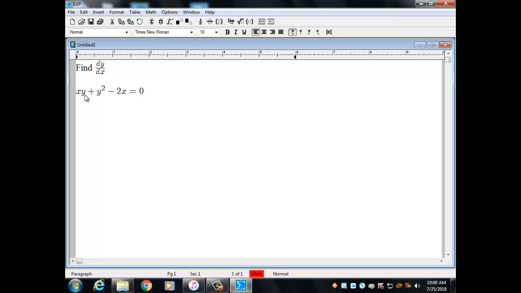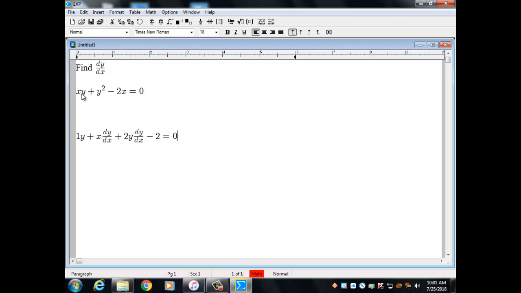To do that, this is implicit differentiation. This is what we were working on last time. So for the first one, you got xy. That's the product rule. The derivative of the first is 1 times the second, which is y, plus the derivative of the second, which is dy/dx, times the first. So this is x times dy/dx, plus 2y, and then we got dy/dx here, minus 2 is equal to 0. Do we agree on that?